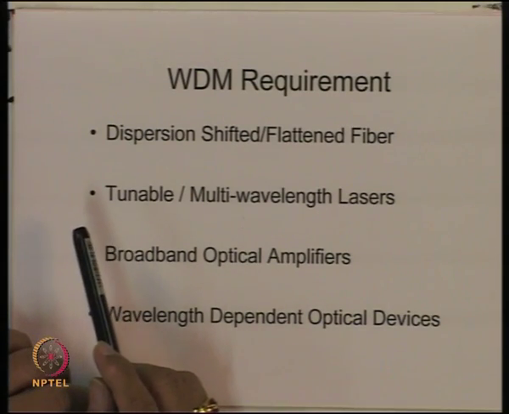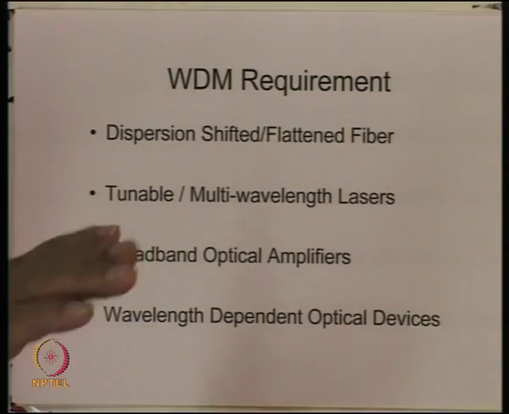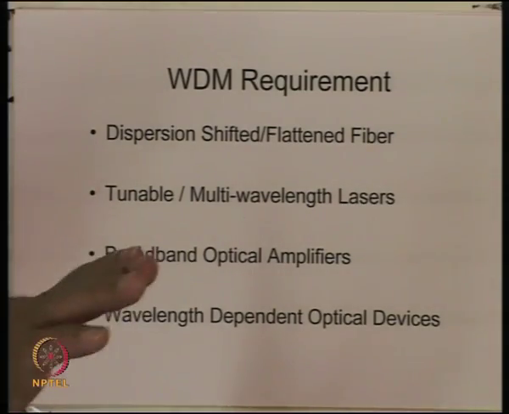Firstly, since we are going to put a large number of wavelengths in a window, the total wavelength division multiplex signal will occupy a substantial bandwidth. If you are going to use a window at 1550 nanometer, then we would require a fiber which has low dispersion in that window. If you have a large number of wavelengths, then not only zero dispersion, but dispersion should be reasonably low over the entire wavelength range which is used for the WDM system.